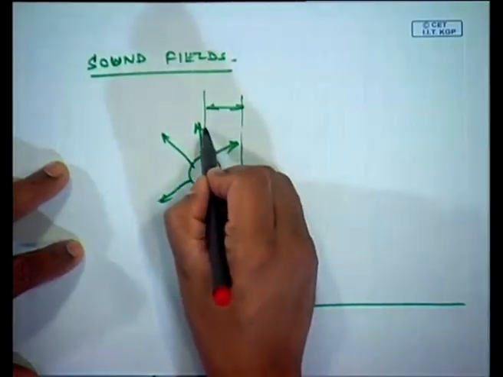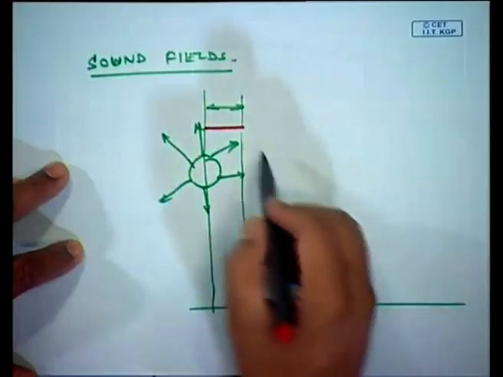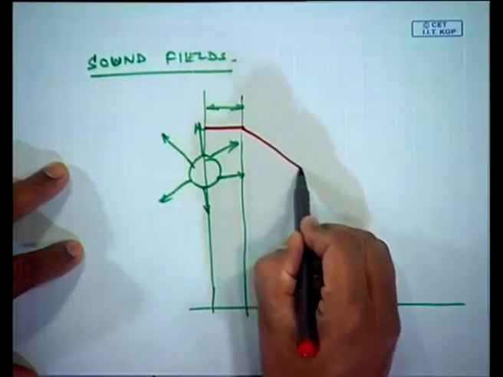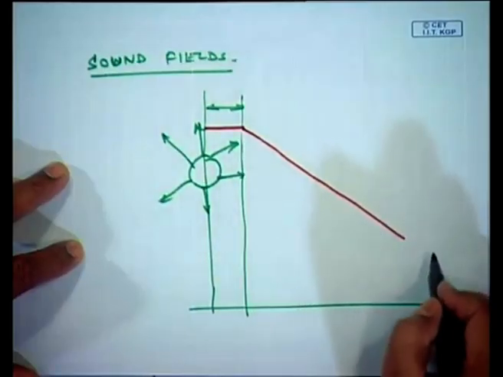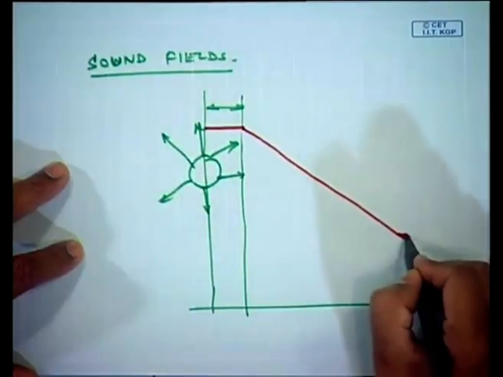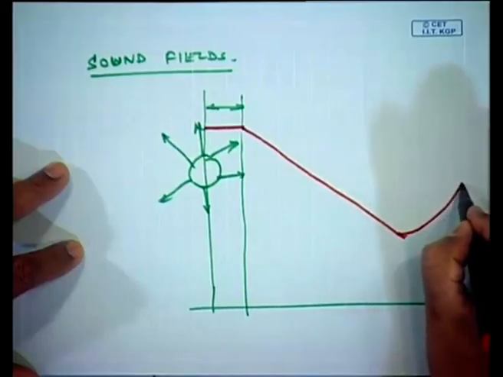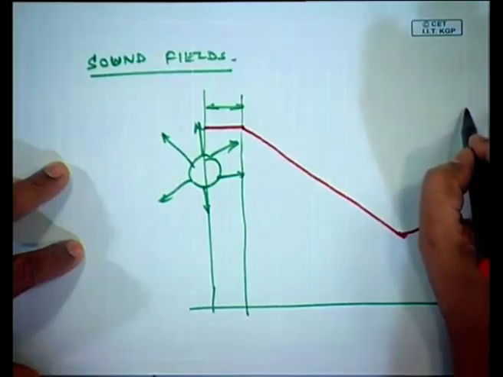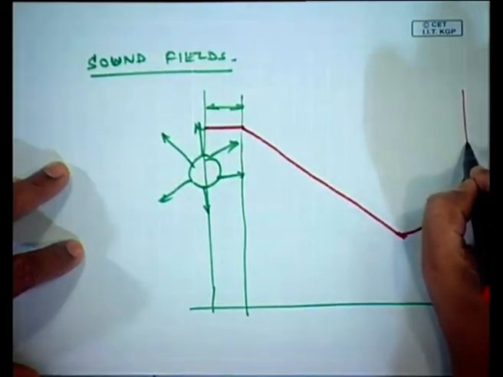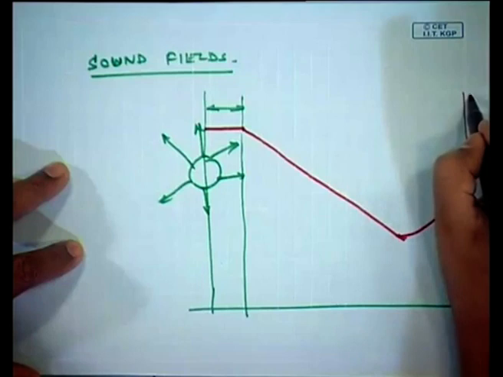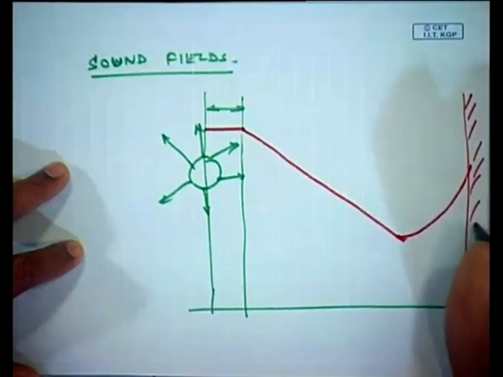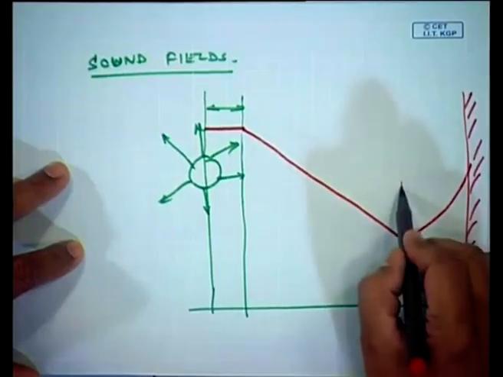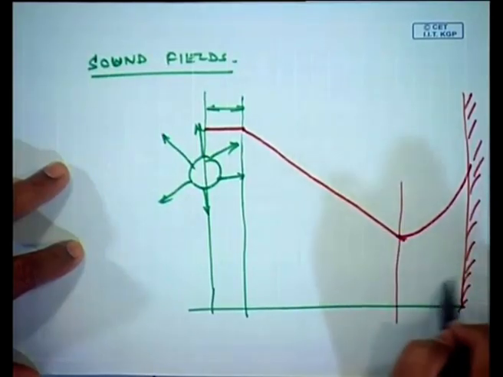So, I draw by this red line the sound level, and then what happens with distance, this is going to come down by 6 decibels, and then towards the boundary, now this level has happened.